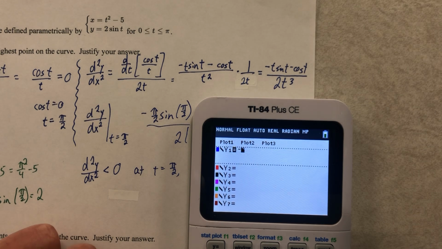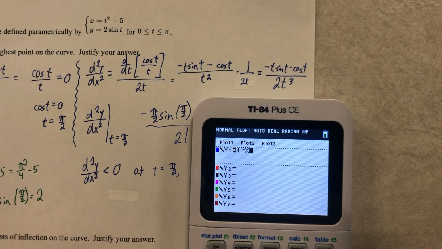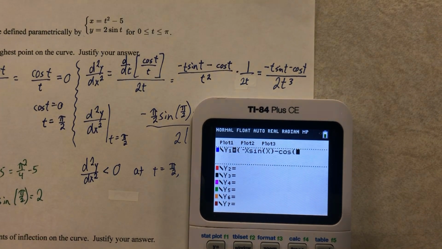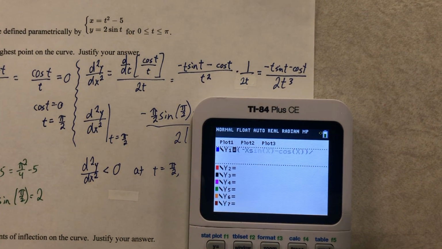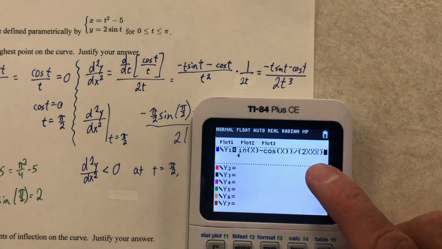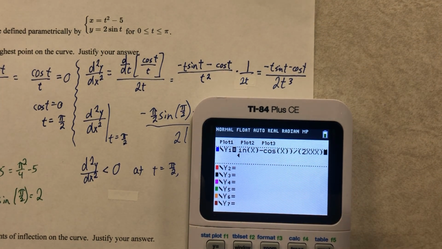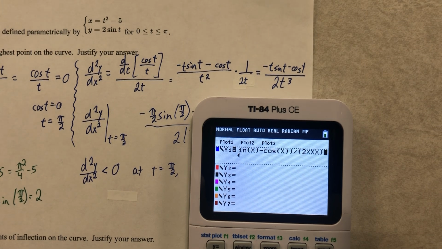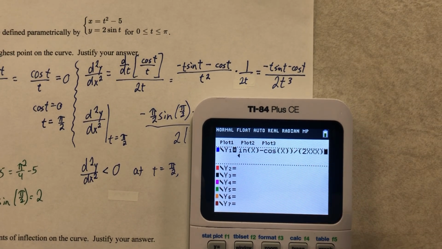So negative, parentheses, negative x sine x minus cosine x divided by 2x cubed. There we go. Let's put that in parentheses. By the way, if you do my little trick of x for x cubed, things fall apart if you're dividing. So let's put parentheses. So it's not much of a trick. It's actually the lack of shortcut, but whatever.